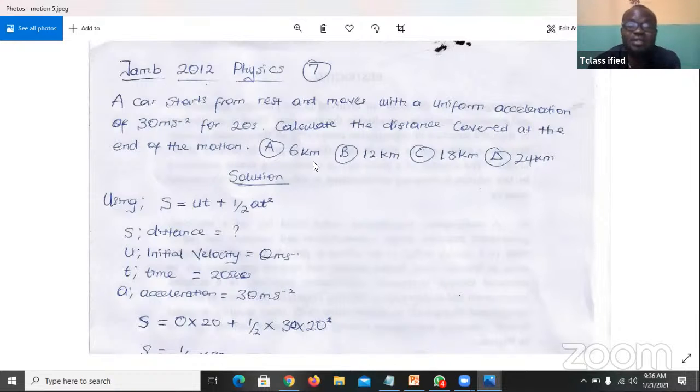Is it option A, 6 kilometers? Is it option B, 12 kilometers? Is it option C, 18 kilometers? Or is it D, 24 kilometers?